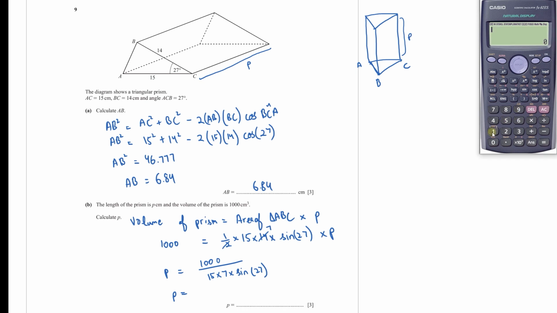So let's calculate this. 1000 divided by 15 into 7 into sine of 27. So this is 20.98, or I can also write it as 21.0 to write it in three significant figures. So P is 21.0 centimeters.